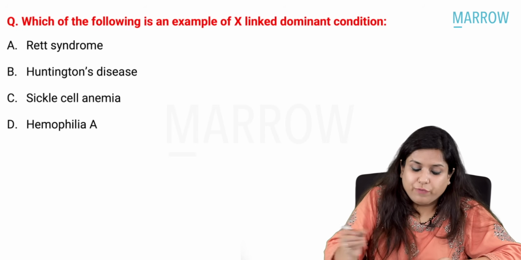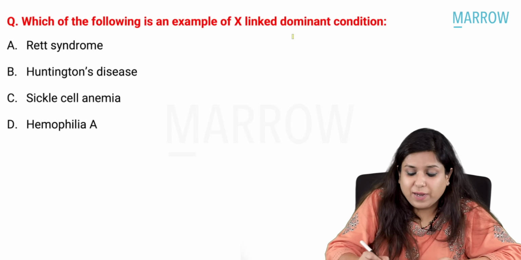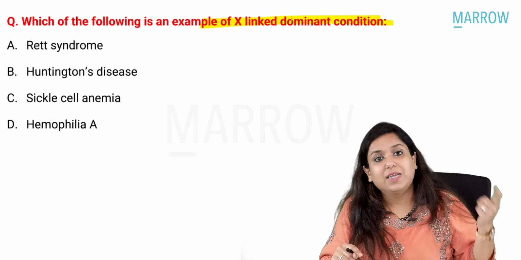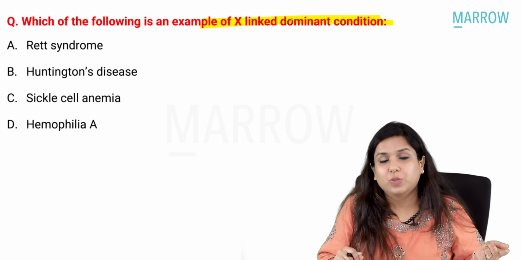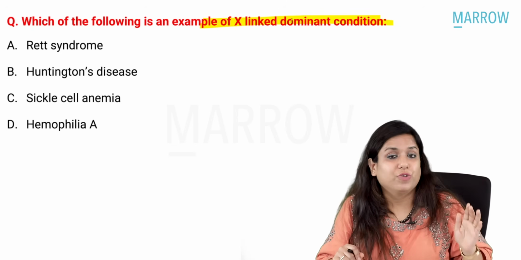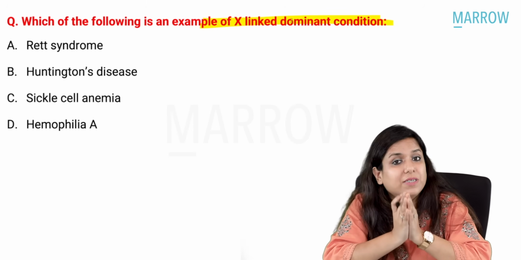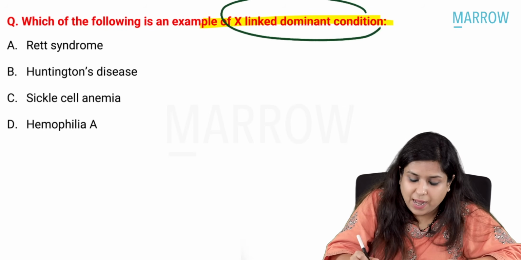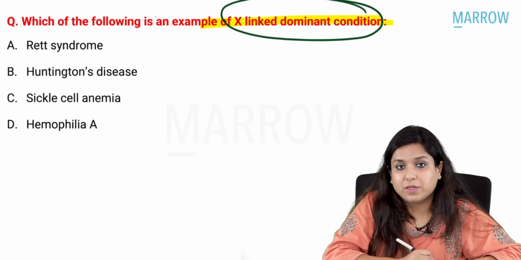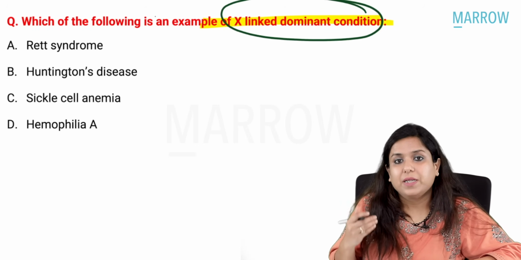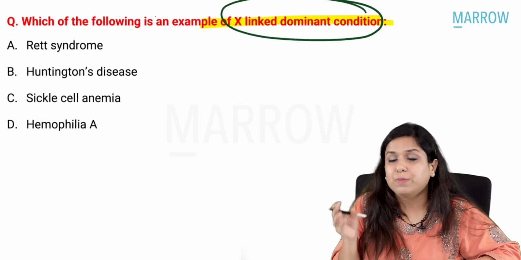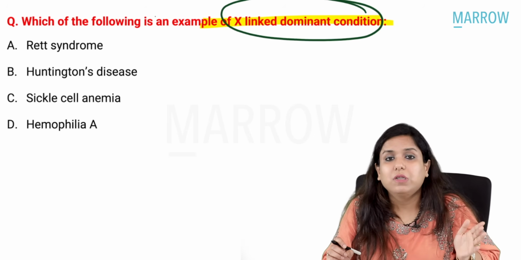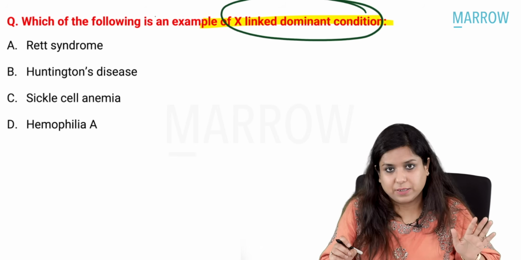Next, which of the following is an example of an X-linked dominant condition, right? Now, in the NEET Pathology paper 2022, there was a question: which of the following was not an autosomal recessive disorder. Here we have a question: which of the following is an example of an X-linked dominant condition. Why I keep on repeating is because in MCQ exams, very commonly they ask a question on the examples of all the 4 Mendelian modes of inheritance, right?